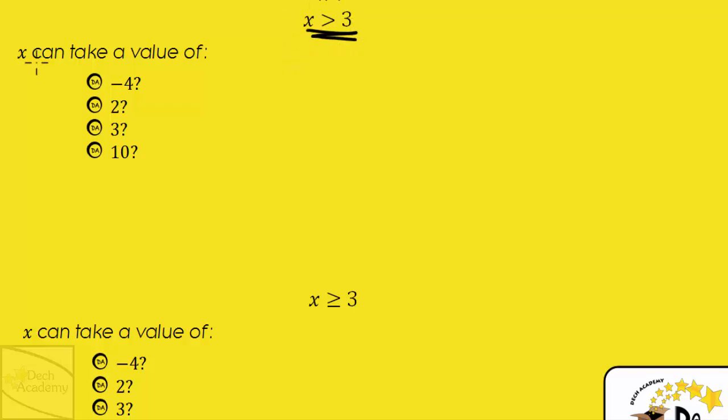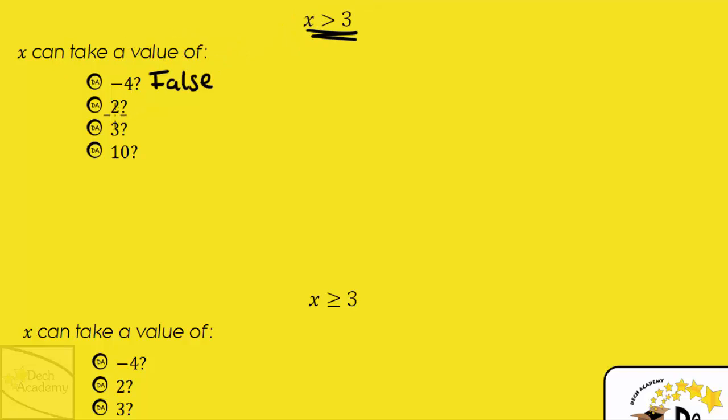X is greater than 3 is an inequality. And given this inequality, let's respond to these questions. X can take a value of -4. Is -4 greater than 3? No, so that's false. -4 is actually less than 3. So when x is -4, this inequality is not satisfied.